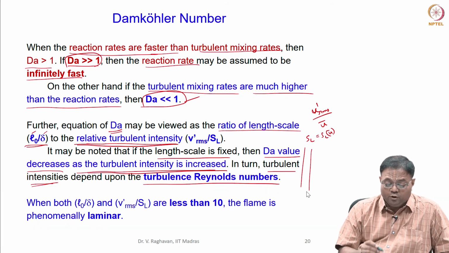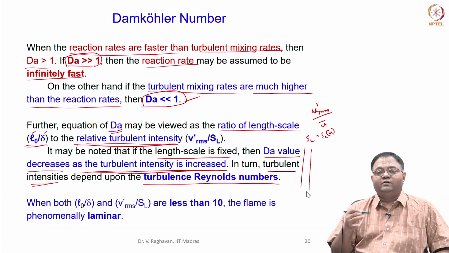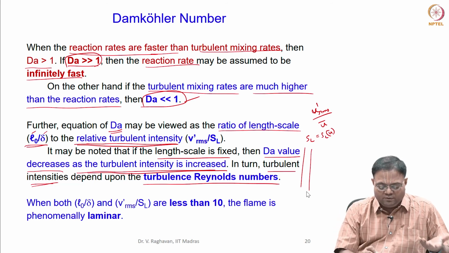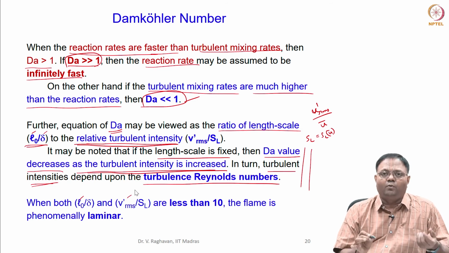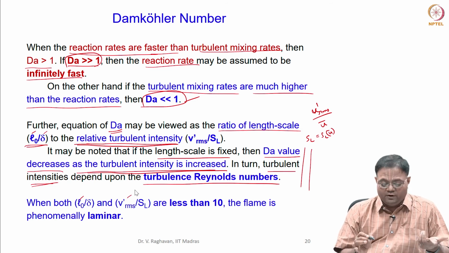Now, what is the laminar regime? Everything is basically turbulent. There is some length scale which may be smaller, etc. There may be some small oscillations present in the field, etc.